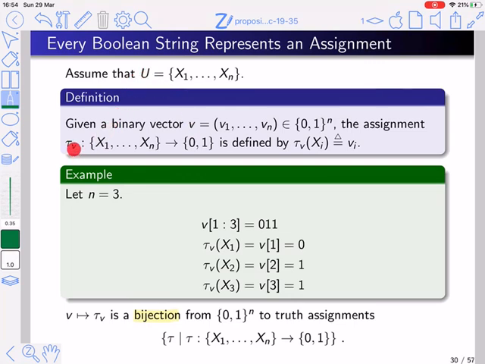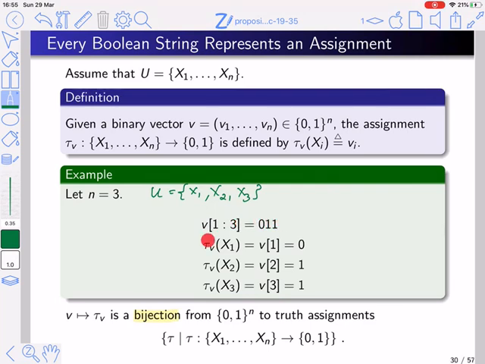The truth assignment is denoted by tau sub v. The domain of tau sub v is a set of variables, x1 up to xn, and it assigns a truth value to every variable. Tau v of xi is simply vi, the corresponding bit in v. Let's consider the following example. N equals 3, so this means that U equals x1, x2, x3. Now, I have my binary string 0, 1, 1.